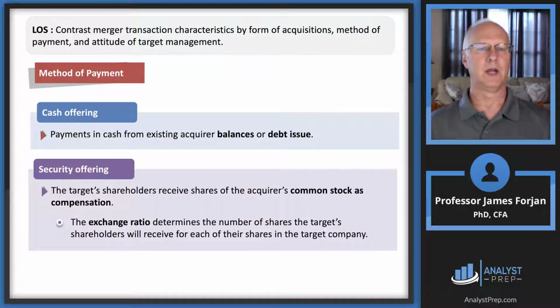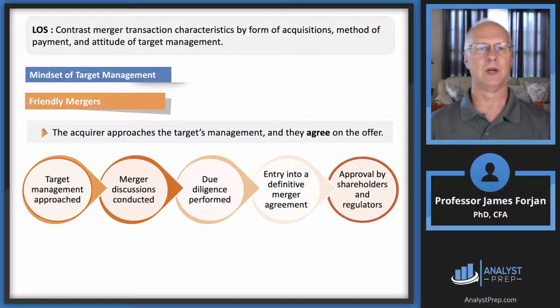All right, so what can I do? I can offer cash and I can offer securities. And if I offer securities, there'll be an exchange ratio based on size, which is a little bit similar to what we did in that earlier example.